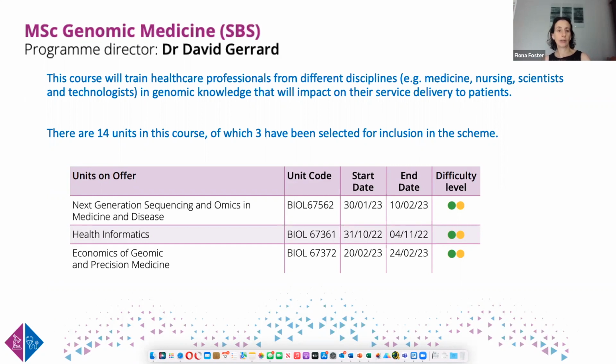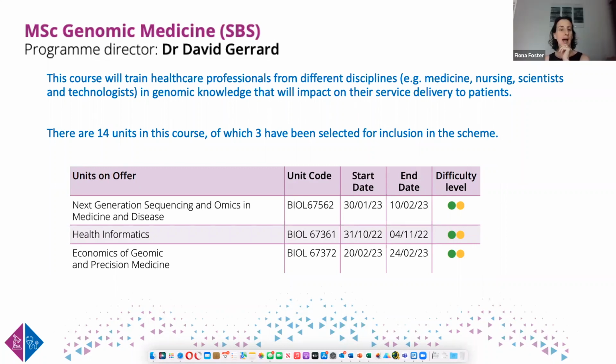And a straightforward question, hopefully, for everyone. Can we only pick 2 units in total or 2 units per course? So it's 2 units in total. They can be from the same course or from different courses, but only 2 units in total.